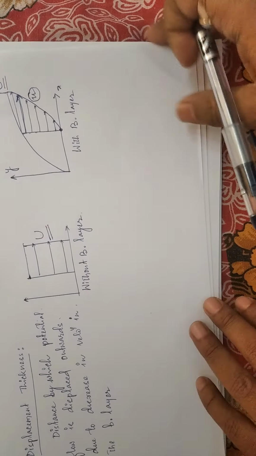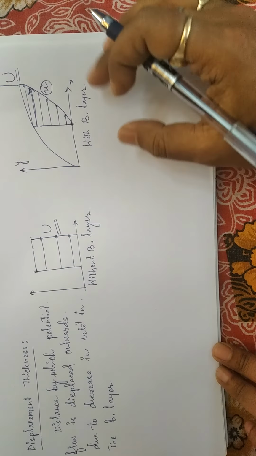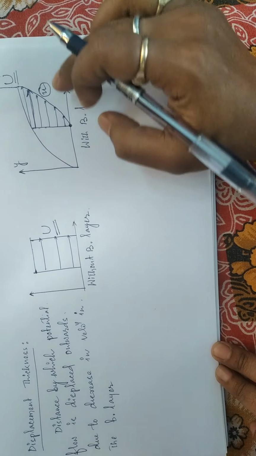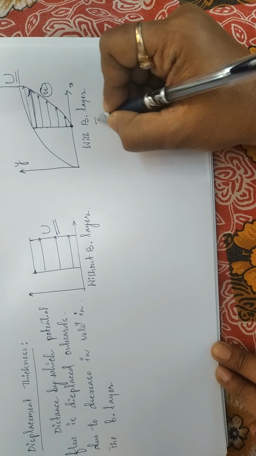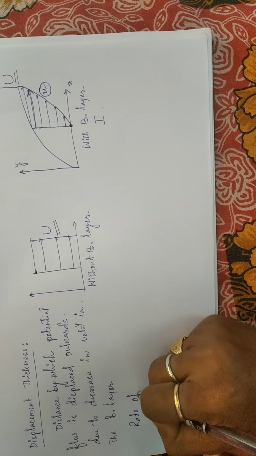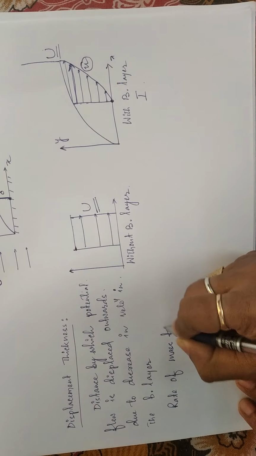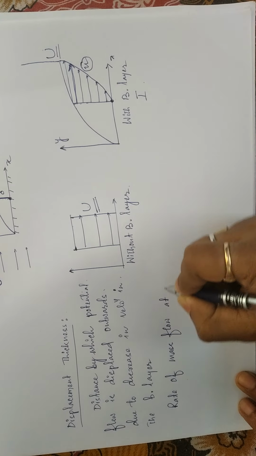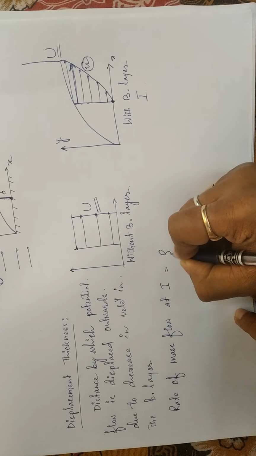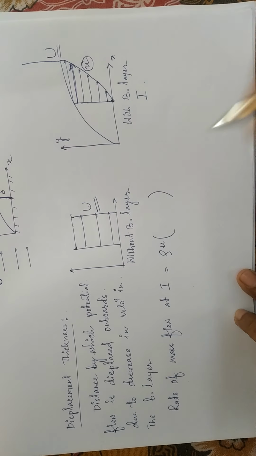So what will be the mass flow per unit time, or rate of change of mass, at the first case? So the rate of mass flow at the first case will be rho, the density, and the velocity. Now we need the area. So how to find the area?